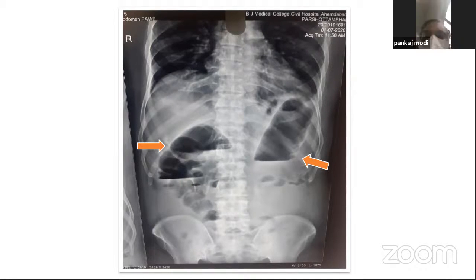Okay. It will be in the flank. So these two air fluid levels suggest that the obstruction is somewhere in the descending colon, because you can see the sigmoid colon is not distended and the transverse colon is distended. So this X-ray suggests there is something wrong between the transverse colon and the sigmoid colon, right? That is the importance of this X-ray you should understand.